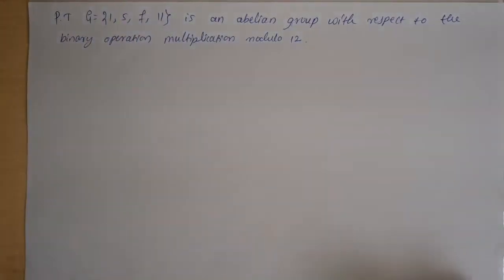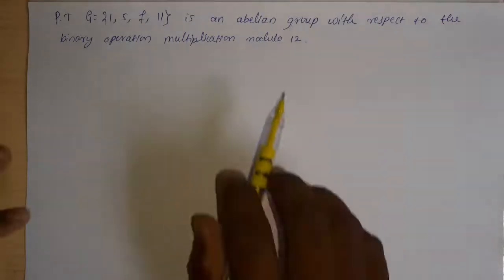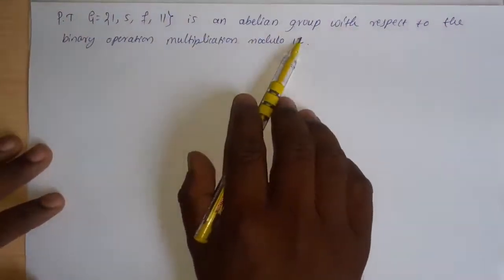So, for this example, first we need to consider a multiplication modulo table, right, and after that we need to satisfy the 5 laws. They are associative law, closure law, identity law, inverse law and commutative law, which are necessary to prove the set is an Abelian group.